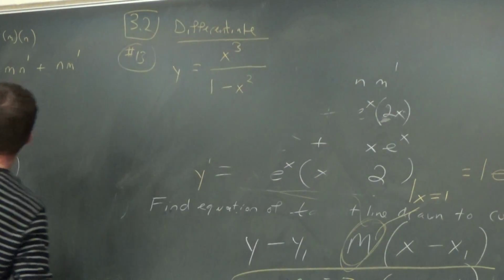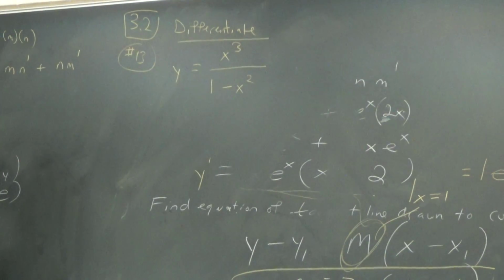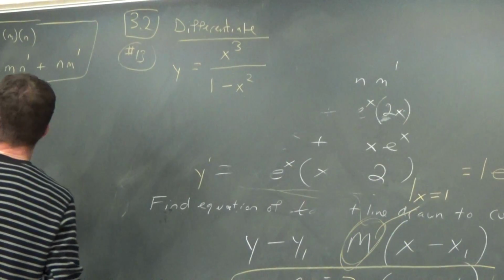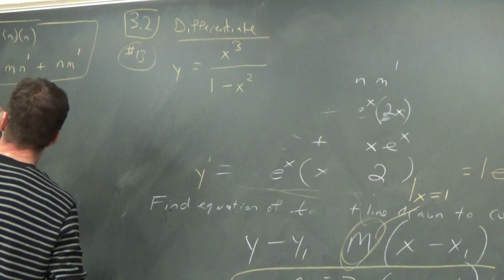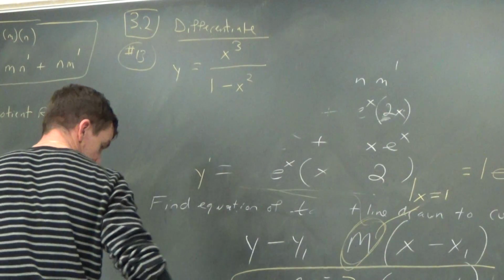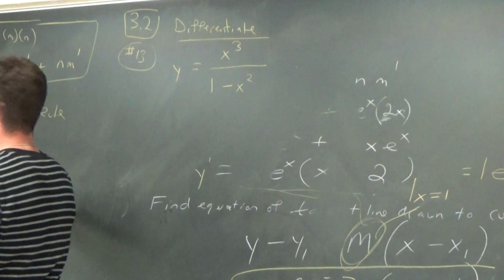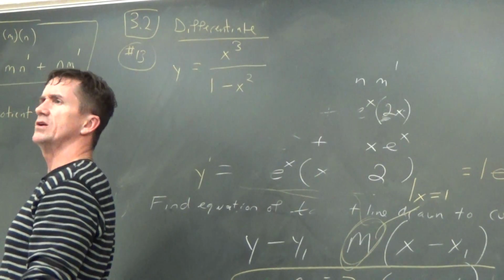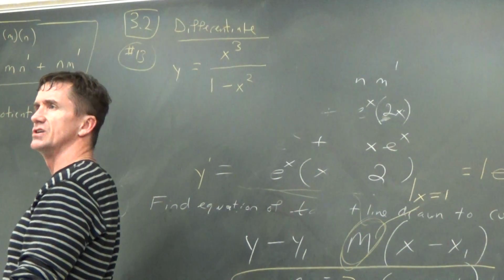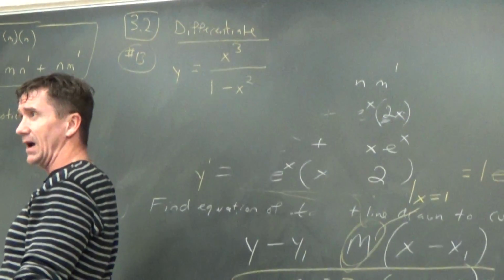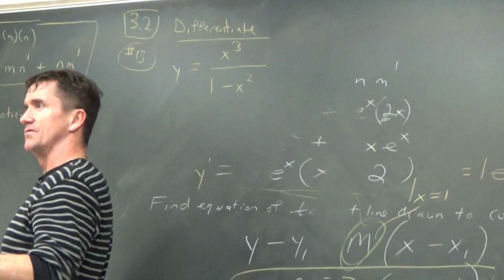So this was what rule? Product rule. How about quotient rule? Everybody, are you okay if I use M and N? Why don't I use F and G? The book likes to use F and G, but I'm worried students think F is y all the time, so I don't want you to get confused.